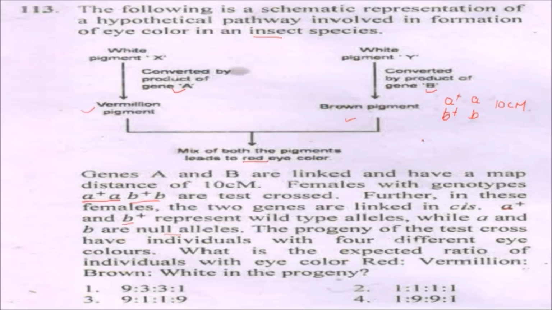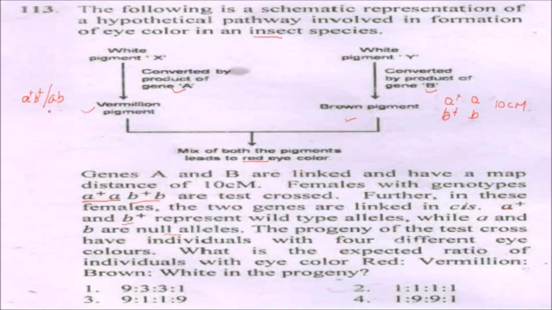So we have to test cross the A positive A and B positive B. So what will be the chromosomes here? It will be A positive B positive and AB chromosome.